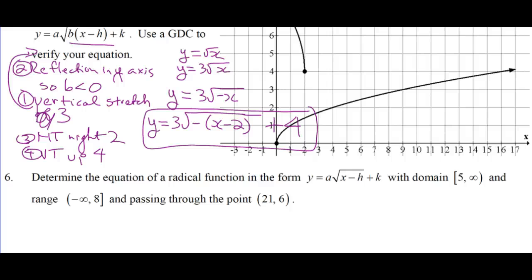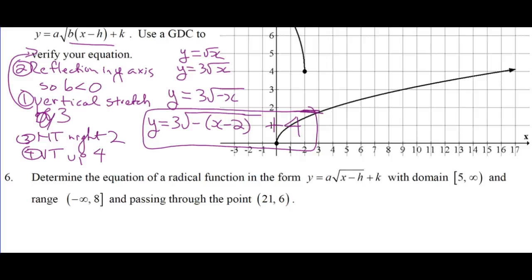So somebody looks at this and says, you've got 3 there, so there's a vertical stretch by a factor of 3. I see a negative underneath here, which means there's a reflection in the y-axis. That says go right 2, and this 4 on the end, this line is just a box around it, not an extension of the radical sign, goes up 4.